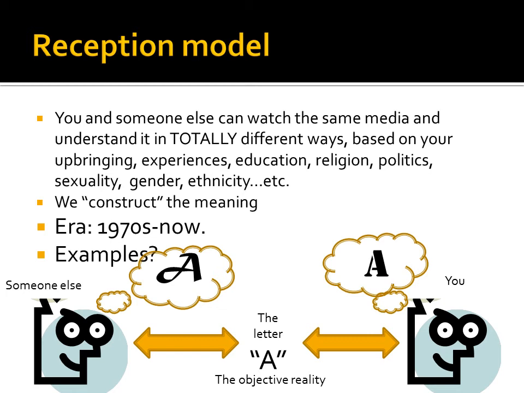So this theory has been really popular from about the 1970s. This is the theory that was coming in when I was at university. Not that I was at uni in the 70s, but you get the idea. It allows you not just some agency, but it actually says you construct the meaning based on your experiences.